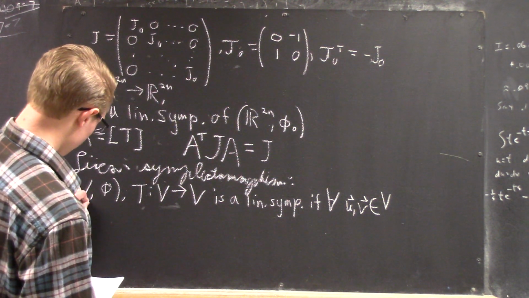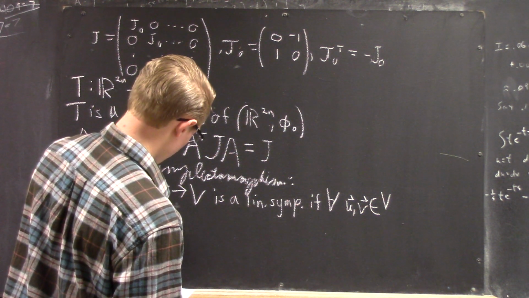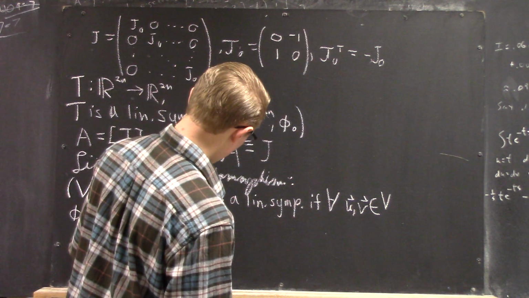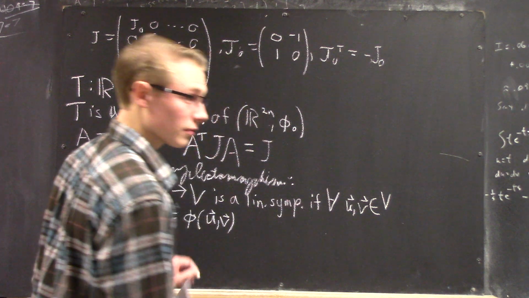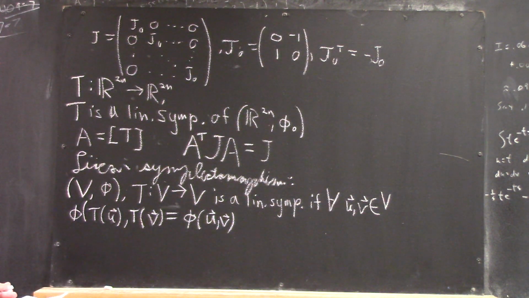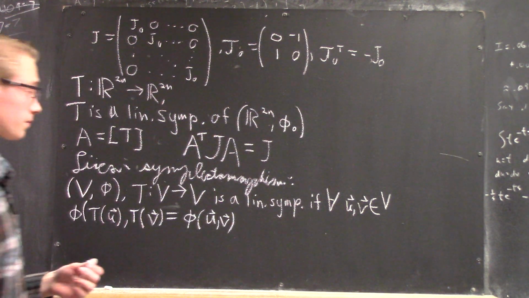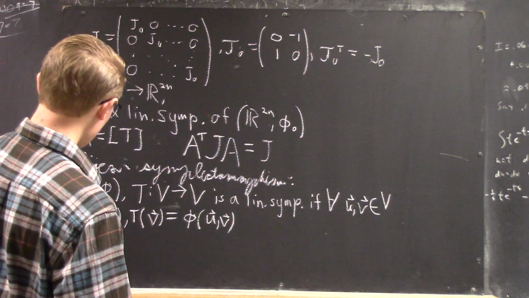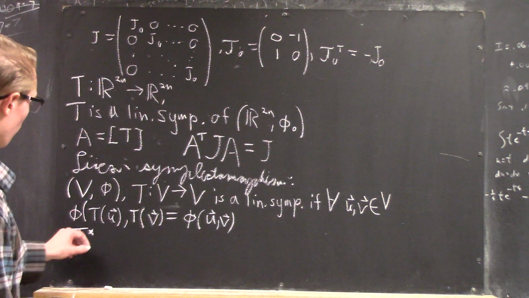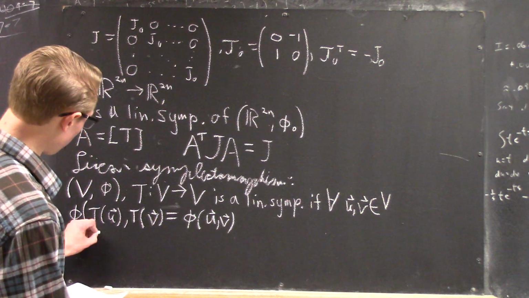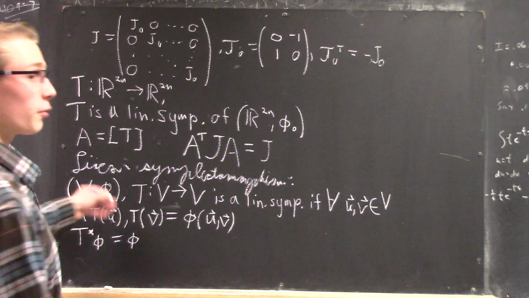phi of the transformation of vector U, transformation of vector V, is in fact simply phi of vector U, V. Another way, going back to our pullback functions, this transformation is a linear symplectomorphism if the pullback of phi by T is equal to phi. Another way to write it. Pretty cool connection.